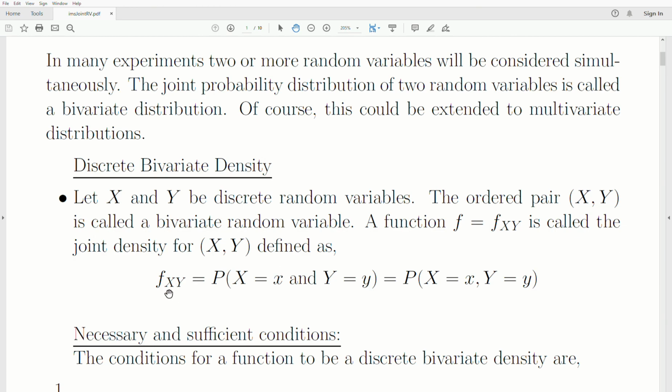And it's defined as this: f(x, y) is equal to the probability that X is equal to some value, little x, and Y is equal to some value, little y. Now, usually we leave out the "and" and we just put a comma, and this is what it means. "And" is also intersection, but it's almost always written like this, or just called f.